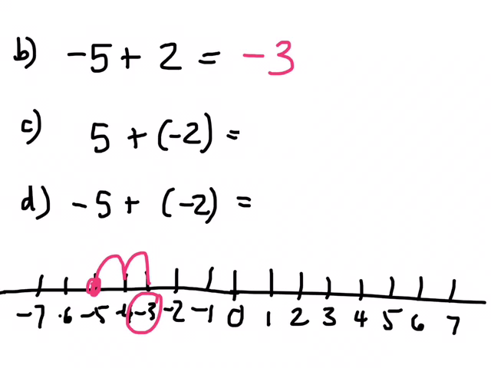Okay, example C, 5 plus -2. Even though there's no symbol in front of the 5, we know that it's going to be a +5, right? When there's no sign, it's positive. When there's a sign, when it shows a negative, then we know it's negative. So for 5 plus -2, where would we start for this one?